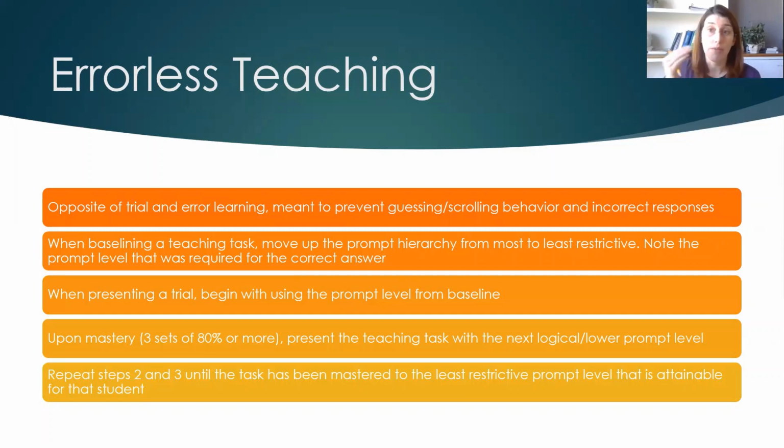Obviously, if it's a verbal type program, you're not going to deliver a full physical prompt unless your learner has specific prompts like touch prompts or whatever. But that's something you would do in conjunction with a speech therapist or other type of therapist. So upon mastery within that skill set, within that prompt level, which is generally 3 sets of 80% or more, you're going to present the teaching task with the next logical lower prompt level. And you're going to continue to repeat steps 2 and 3 until the task has been mastered to the least restrictive prompt level that is attainable for the student, and hopefully independent.